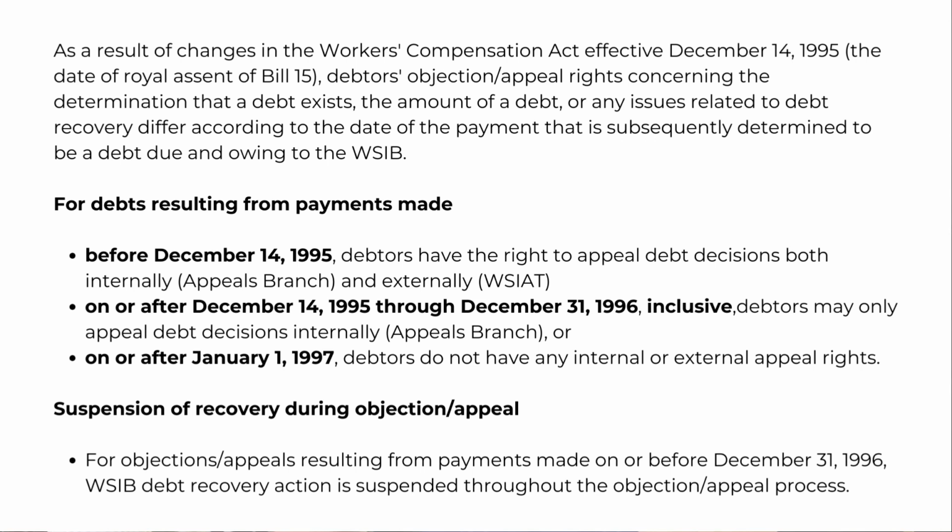Suspension of recovery during objection or appeal. So if you object to a decision, specifically decisions for payments before December 31st, 1996, the WSIB will suspend debt recovery action throughout the objection and appeal process. For the other two date situations, payment recovery will continue to be pursued.